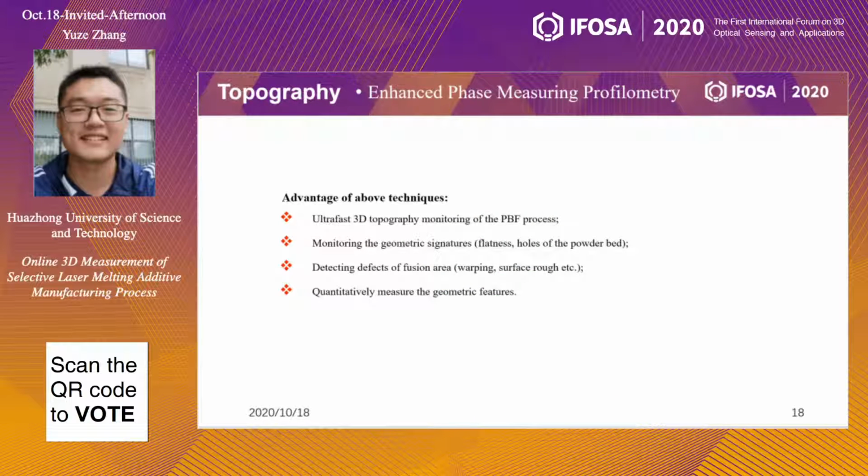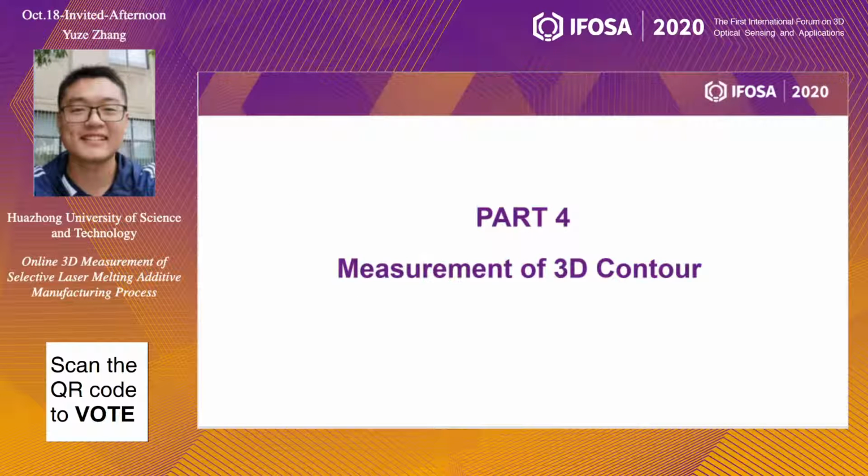Based on above techniques, only 3 images are required to achieve the 3D measurement, and the speed can be remarkably improved. We can monitor the geometric signatures, including flatness, holes, and some other defects of the powder bed. At the same time, warping, surface runoff, and more defects of fusion area can be also detected by this method. More importantly, we can quantitatively measure these geometric features. Next is the measurement of 3D contour.